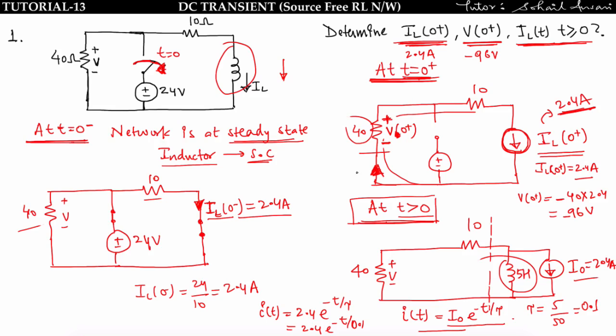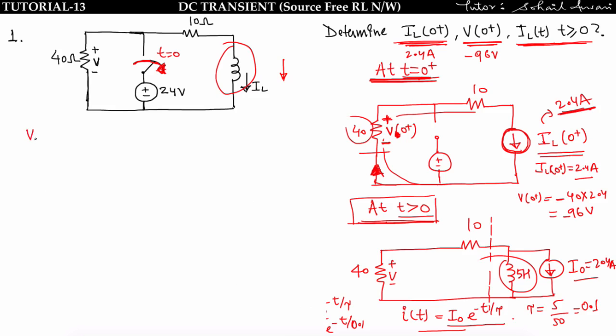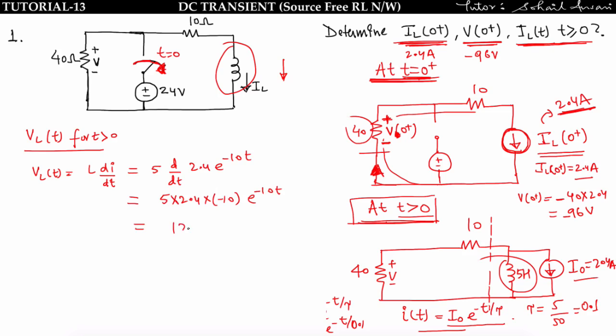Okay, here I want to discuss one more point. Suppose you have to find VL of t for t greater than 0, means you have to find the voltage across the inductor for t greater than 0. So we know that VL of t is equal to L di by dt. L is 5, and di by dt we have already found, d by dt of 2.4 e to the power minus 10t. So if I differentiate this, I will get minus 120 e to the power minus 10t.